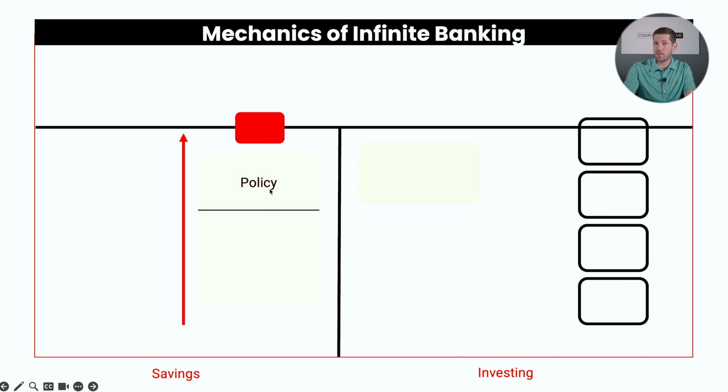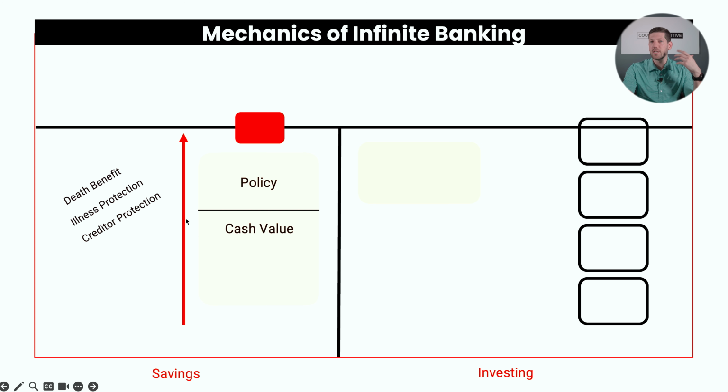So on this left side you're going to have the policy. Your life insurance contract is going to have cash value or equity or cash in the policy. Then it's going to have death benefit, illness protection, creditor protection, and some other benefits that once again you can see if you go to the ideal savings vehicle video. That policy will be placed with a mutual insurance company. And the reason we use a mutual insurance company is because we're not only a policy holder as a customer, we also get to partake and participate in the profits of that insurance company and dividends, which gives us more of a snowball effect in how this infinite banking concept works more in our favor.